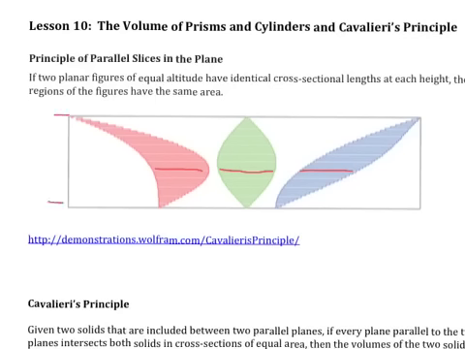It's like adding up the areas of all these little bitty lengths, and since they're all corresponding the same, they're going to have the same area. Well, if we think about volumes, there's a principle called Cavalieri's principle that's very similar to what this parallel slices in the plane is all about.